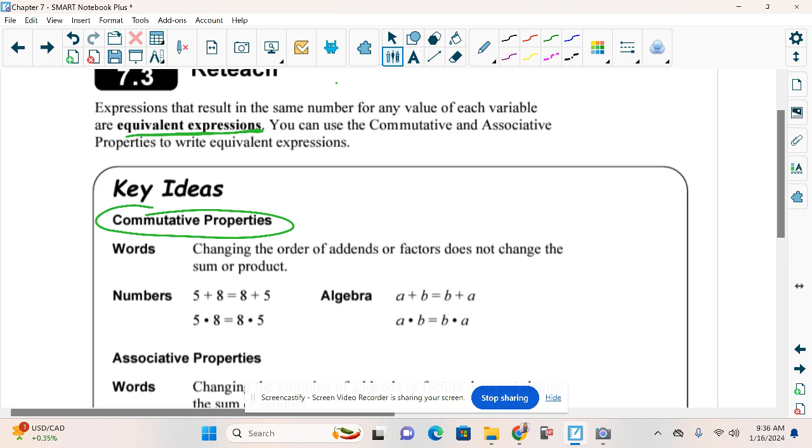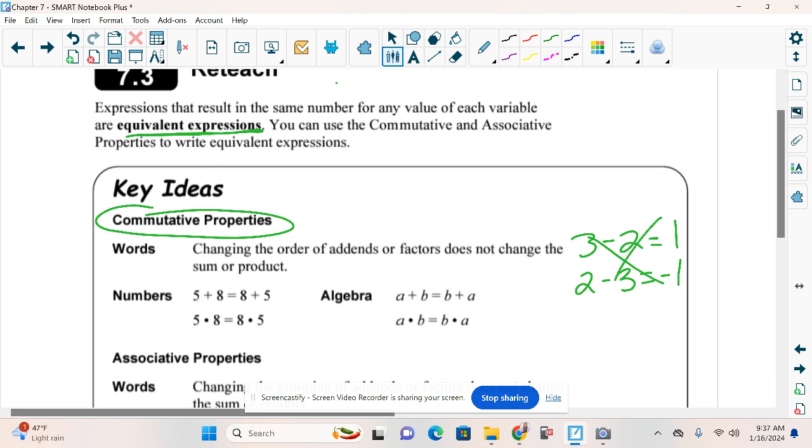When order does matter is when it comes to subtraction and division. Those you can't get out of order. Those have to stay the same. If I do 3 minus 2, I get 1. But if I do 2 minus 3, I get negative 1. Those are not the same. These are not commutative. The numbers cannot change order.